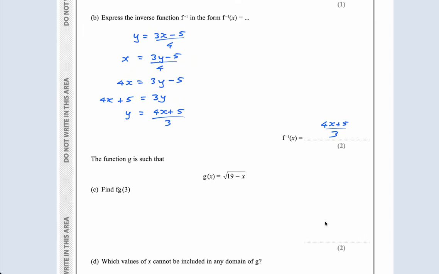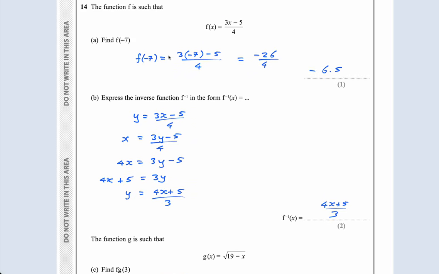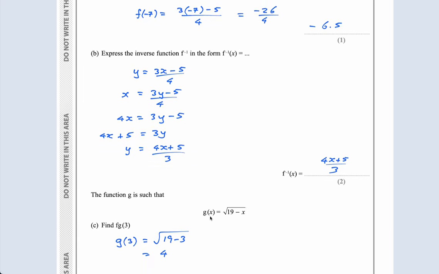Part C, it says, here's g of x, find f of g of 3. Okay, so the first thing to do is get g of 3. G of 3 is the square root of 19 minus 3, which is the square root of 16, which is 4. And then f, which is 3x minus 5 over 4.